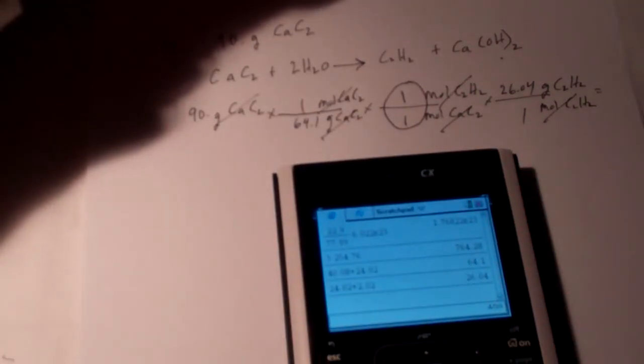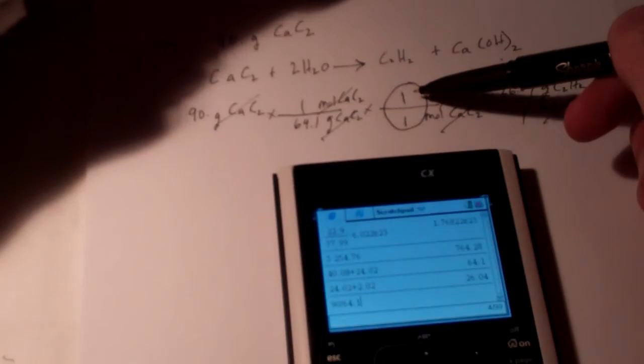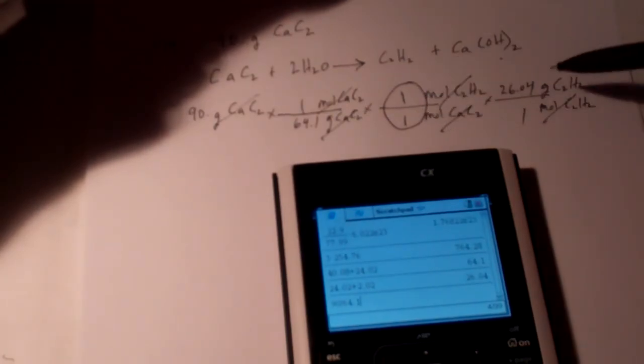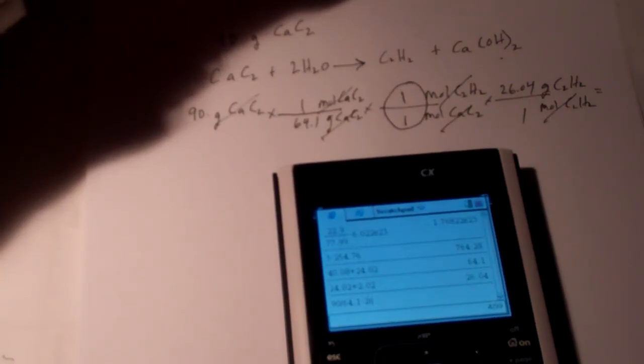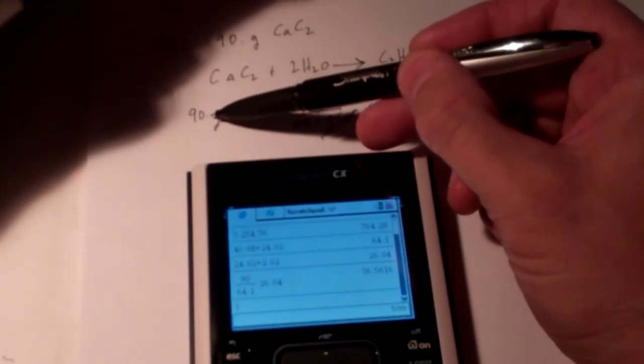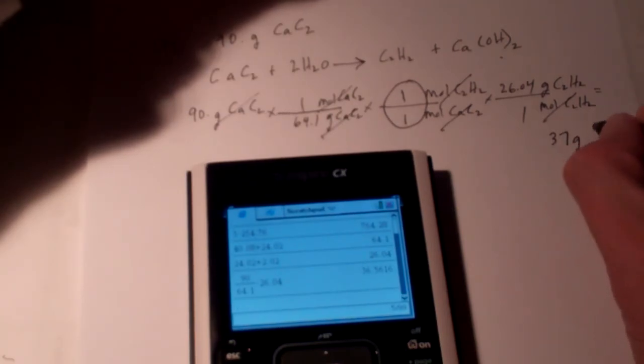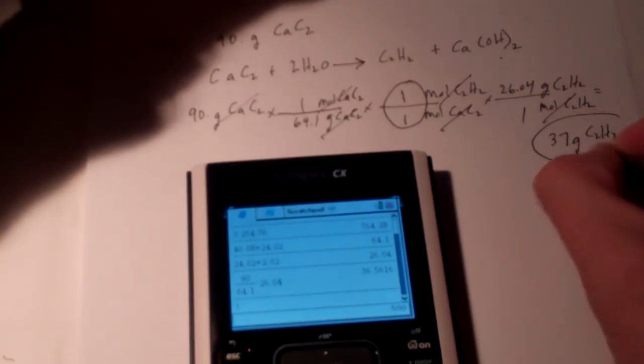We have 90 grams of calcium carbide divided by 64.1. Remember, if a number is on the bottom, we divide by it. We don't need to multiply or divide by 1, but we do need to multiply by 26.04 at the end. If a number is on top, we multiply by it. And I get 36.5616, but I'm only allowed 2 significant figures. So I'll round that off to 37 grams of C2H2.